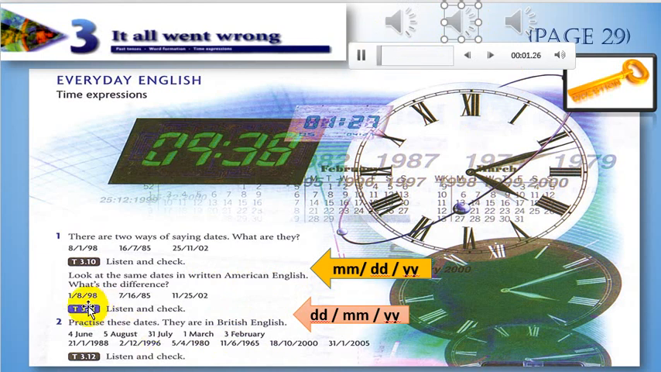Tape script 3.11. January 8th, 1998. July 16th, 1985. November 25th, 2002.